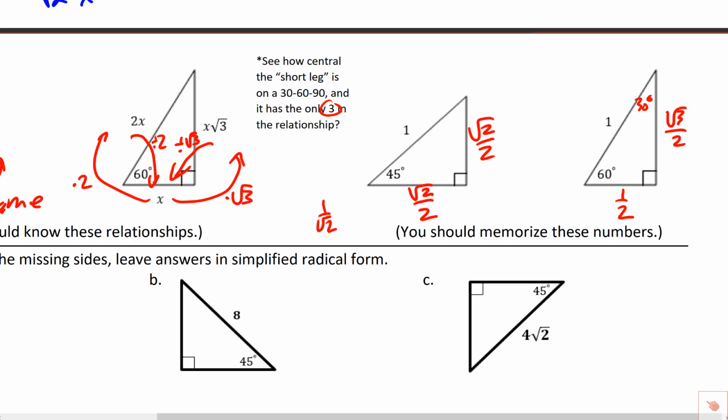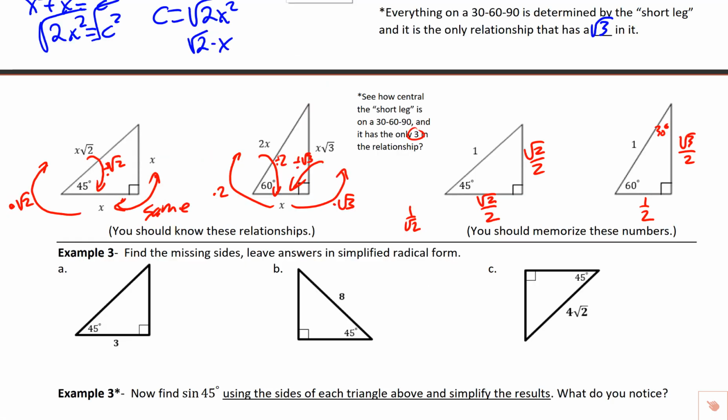So I'm going to shrink this down just a little bit, and I'm going to make sure everybody's clear on what these little sentences say at the bottom. You need to know these relationships. They come up a ton. So it's better off if you just know them. These numbers right here, you're going to want to memorize. Radical 2 over 2, radical 2 over 2 on a 45, 45, 90. On a 30, 60, 90, the short one is 1/2, the long one is radical 3 over 2. Those you're going to want to commit to memory.